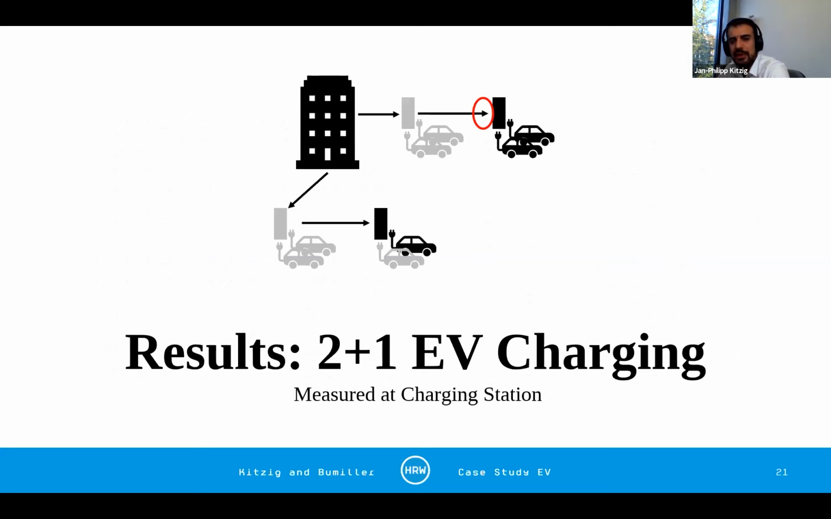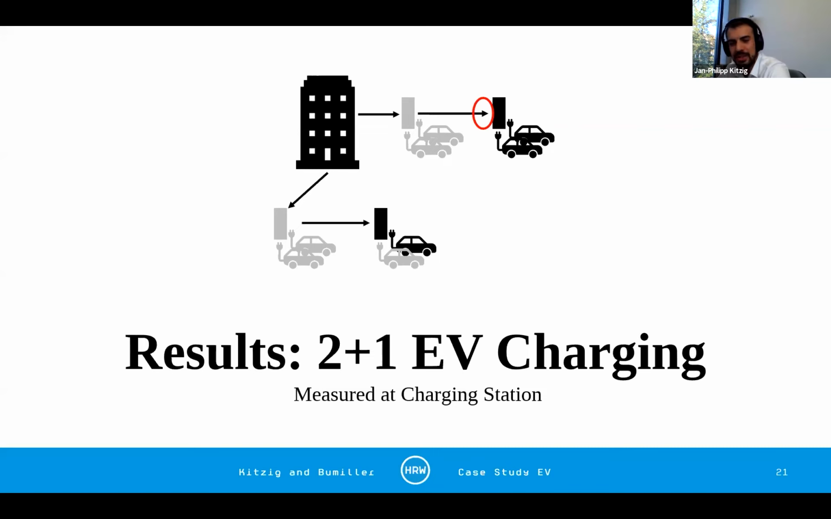This is actually 2+1 EVs charging. So you can see the red circle in the graphic. This is where we actually measured at the charging station itself with 2 connected electric vehicles. And there was a third electric vehicle connected to another charger at the other string of this installation. We had no influence on that EV charging.